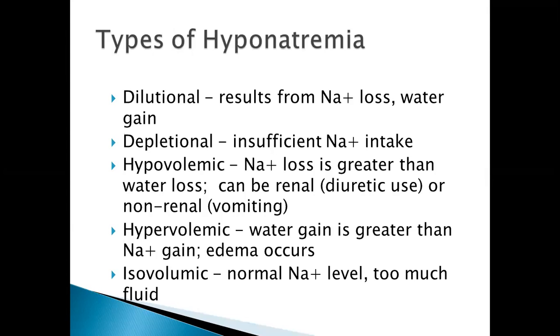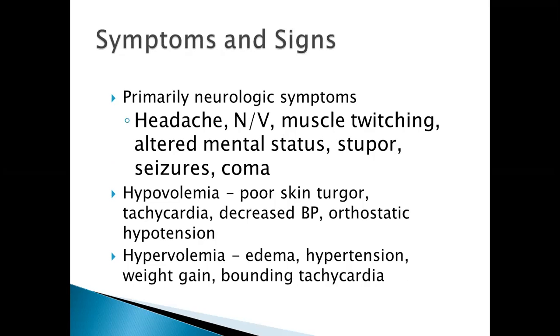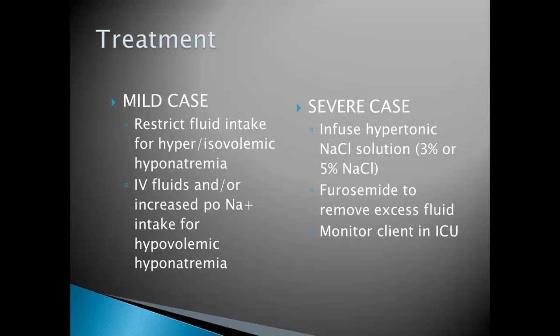So it can be renal due to diuretic use or non-renal, maybe due to vomiting. Hypervolemic, so there is water gain which is greater than the sodium gain. So there will be edema. Isovolemic is where there is a normal sodium level but just too much intake. Symptoms and signs are primarily neurologic: headache, nausea, vomiting, muscle twitching, altered mental status, stupor, seizures, coma. Hypovolemia signs and symptoms include poor skin turgor, tachycardia, decreased BP, orthostatic hypotension. Hypervolemia: there will be edema, hypertension, weight gain, bounding pulse, tachycardia.